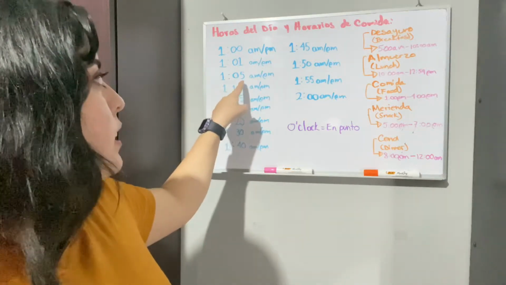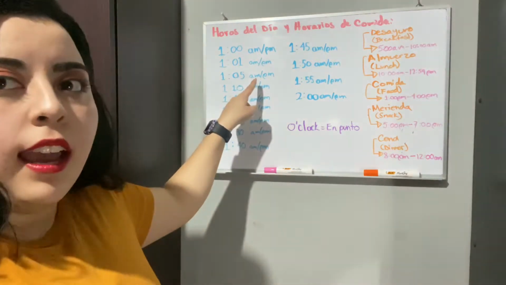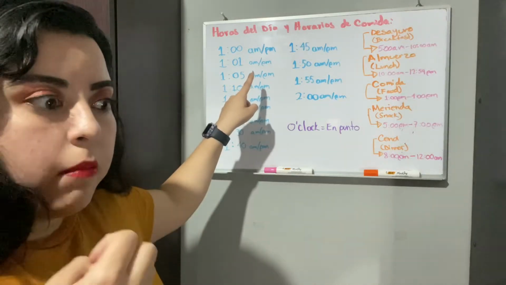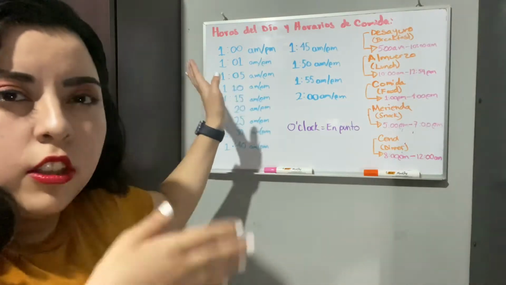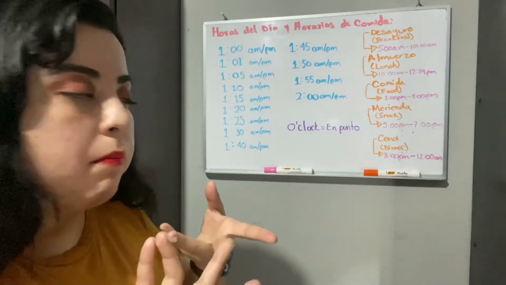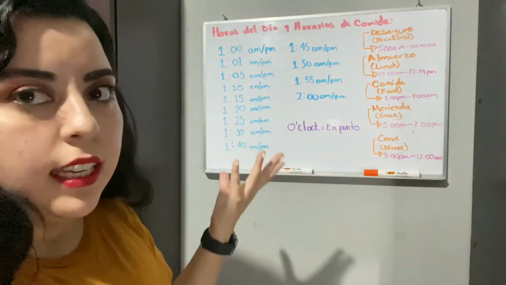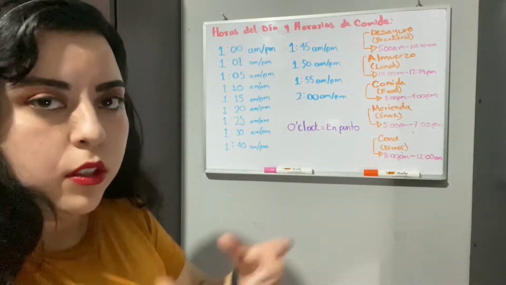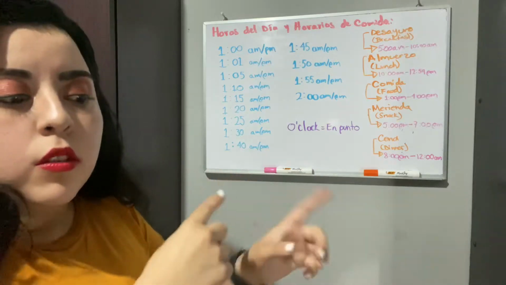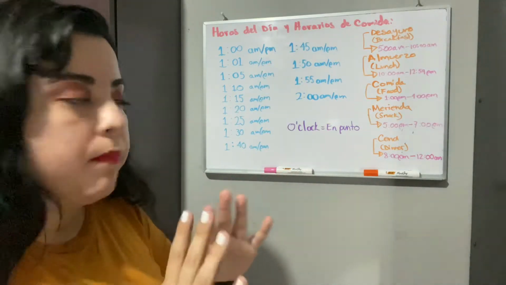La 1 de la tarde. La 1:05 de la mañana. I'll avoid saying tarde or mañana or madrugada. I'll just focus on the hours, how you should say them, okay? Or maybe I'll say de la mañana, okay? But you can, depending on the hour of the day, say it that way, okay?